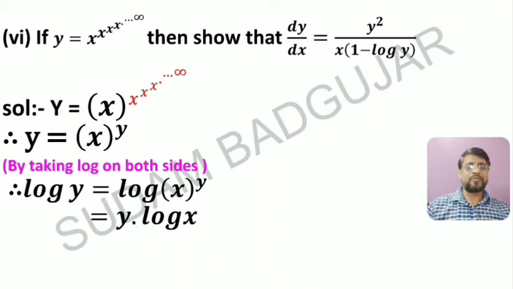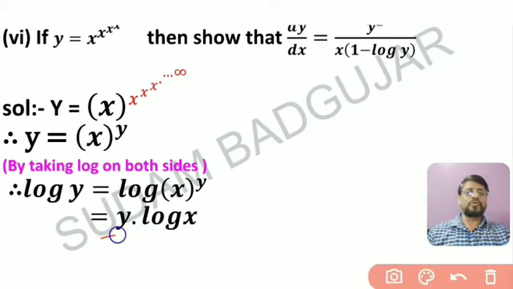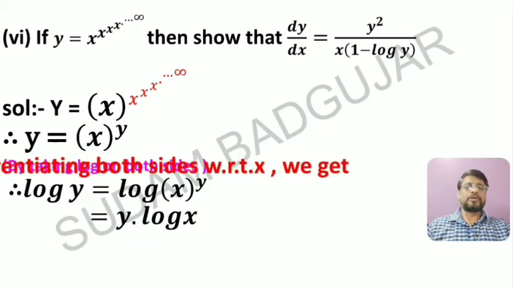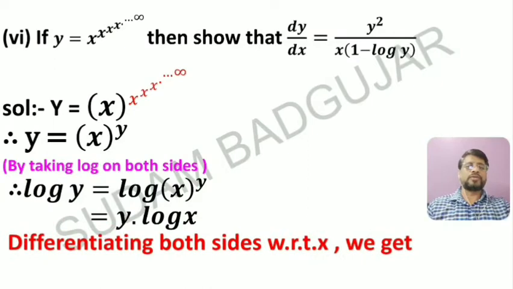This is a very simple form. The RHS is nothing but a u into v form. This is u and this is v. So you have to differentiate easily. So take the root of log y equal to the root of RHS, right? The root of log y is equal to the root of RHS.